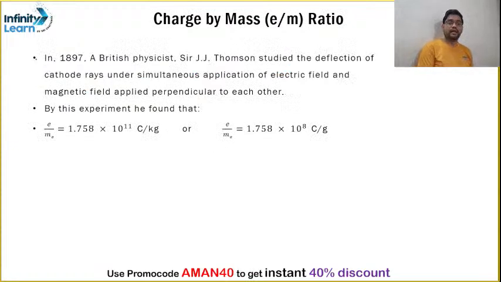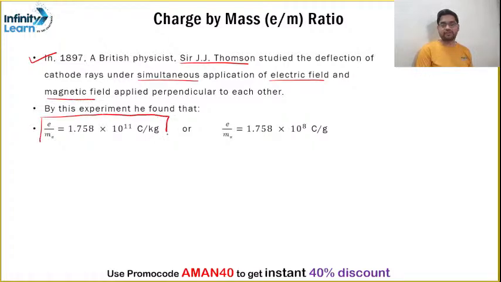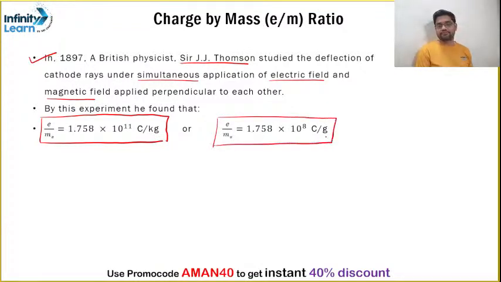Next. In 1897, the British physicist Sir J.J. Thomson studied the deflection of cathode rays under the simultaneous application of electric and magnetic fields. I already told you, the derivation is none of our concern, and finally after derivation the ratio of charge of electron to mass of electron comes out to be 1.758 into 10 raised to 11 coulomb per kg.